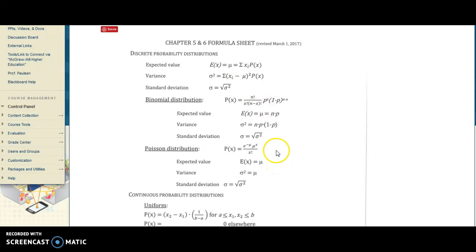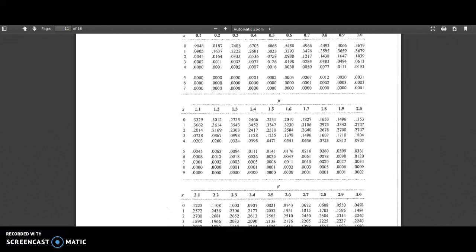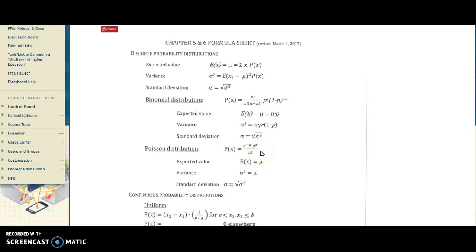Going back to the formula sheet, there you go. You might say, what do I do if my mean is not on the table? Let's say my mean is 1.65. Then you do have to use that formula. But I think on most of the problems in the homework, and I'm not sure, but most, if not all, the problems on the test similarly use a number that you can rely on the tables to solve a Poisson distribution problem in Chapter 5.